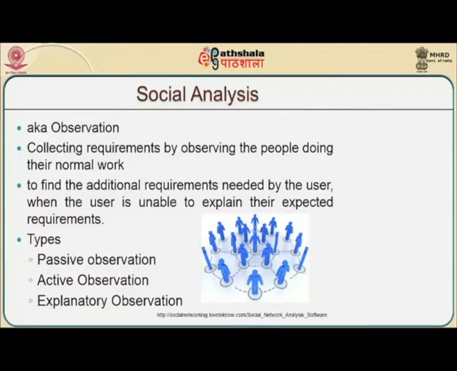This majorly helps in plotting out the number of cars on the road, the number of two-wheelers on the road, something like that. And by social analysis, we can find the additional resources needed by the user when the user is unable to explain their expected requirements. These social analyses are majorly of three types: passive observation, active observation, and explanatory observation.